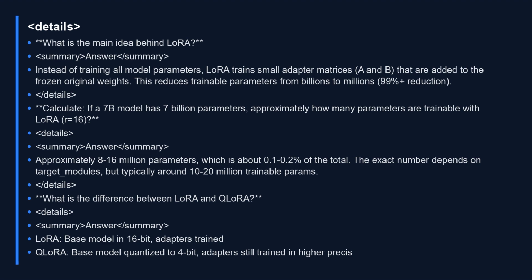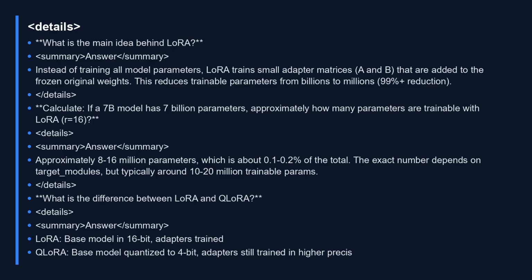Second, if a 7B model has 7 billion parameters, how many are trainable with LoRA at R equals 16? Approximately 8 to 16 million, which is 0.1 to 0.2% of the total. Third, what is the difference between LoRA and QLoRA? LoRA keeps the base model in 16-bit and trains adapters. QLoRA quantizes the base model to 4-bit first, then trains adapters in higher precision, using 4x less memory with minimal quality loss.